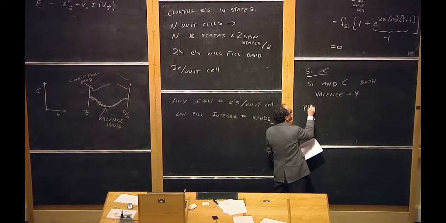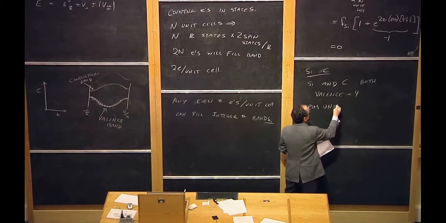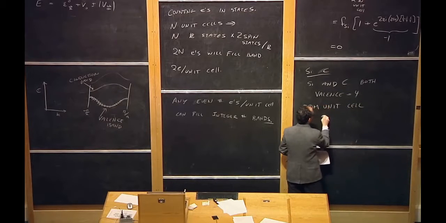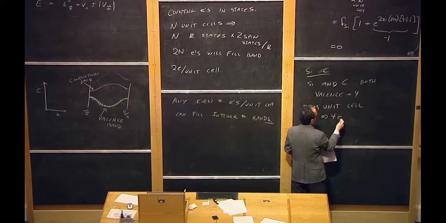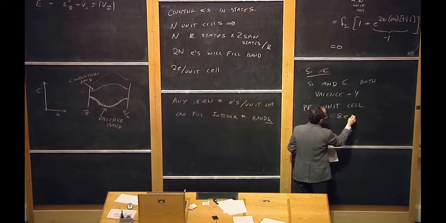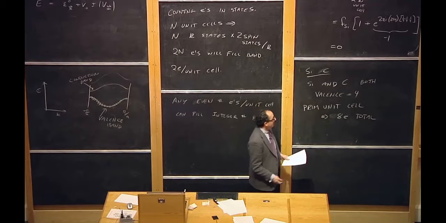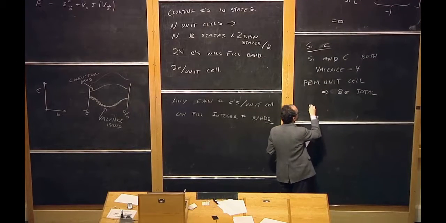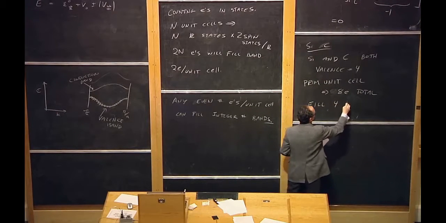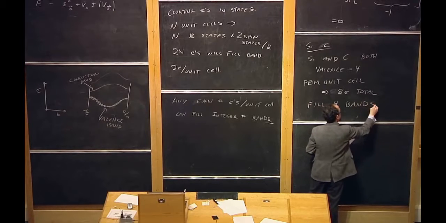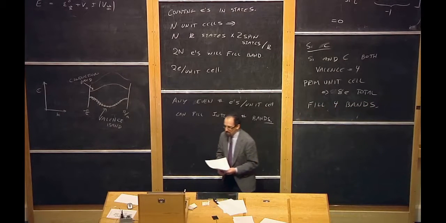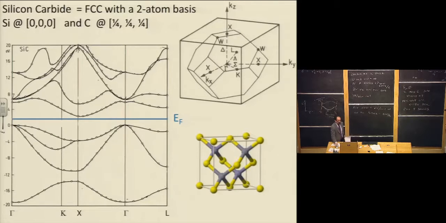So the primitive unit cell in this picture has 8 electrons total: 1 silicon atom and 1 carbon atom, each carrying 4 electrons. So we should fill 4 bands. I think I asked the same question about diamond about a week ago or more. And in fact, if you count the number of bands below the Fermi energy, there are 4 of them. 1, 2, 3, 4, and they're all filled.